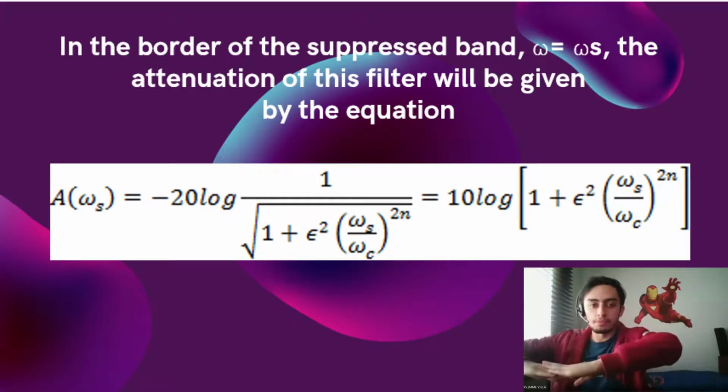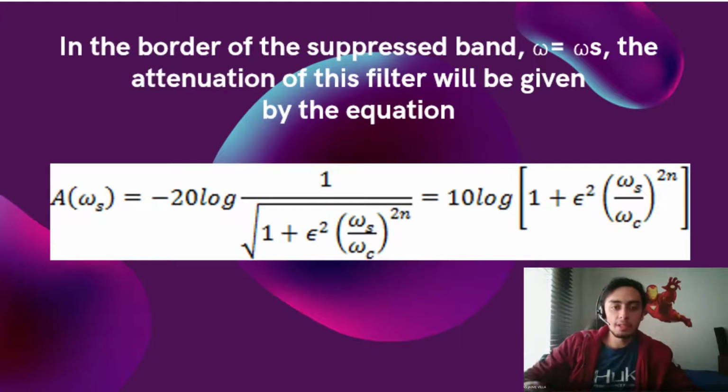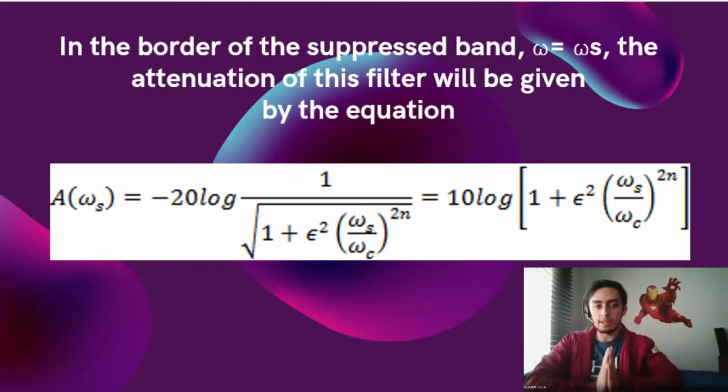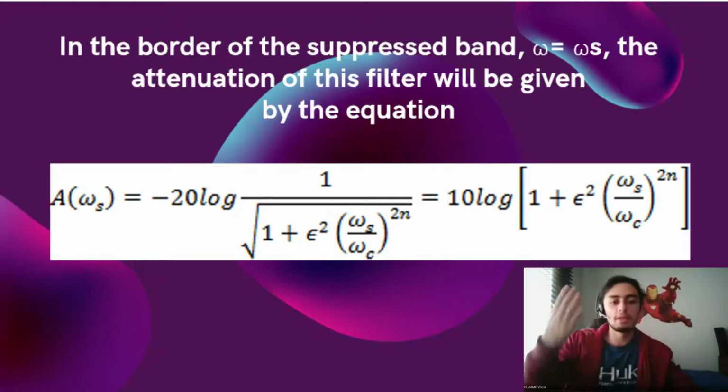When the zeros become w equals 0, this flatness of the band increases when the order n increases. If it increases a lot, the response will look like this, like a brick wall, like a straight line. And in the border of the suppressed band, w equals ws, the attenuation of the filter will be given by the equation that we saw, that was minus 20.